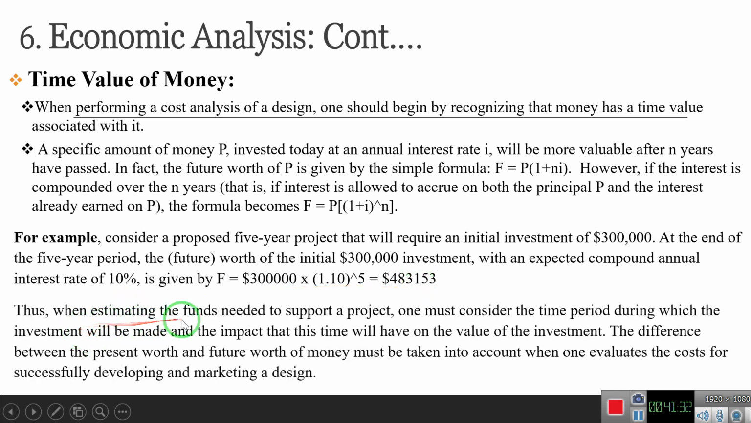Thus, when estimating the funds needed to support a project, one must consider the time period during which the investment will be made and the impact that this time will have on the value of the investment. We have to consider both things. The difference between the present worth and future worth of money must be taken into account when one evaluates the cost of successfully developing a marketing design. This is a part of the banker, who will give the money to you. So you have to take care of that.